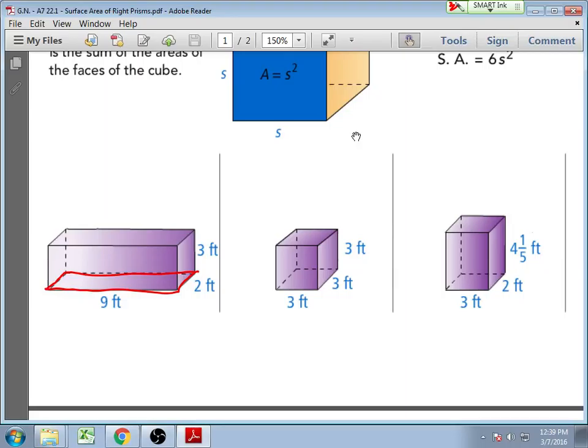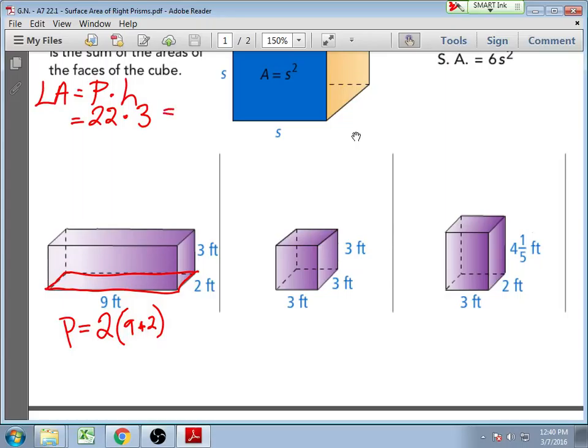So the first thing we think about is lateral area is going to be perimeter times height. Well, my perimeter around here is going to be 9 plus 2 plus 9 plus 2. So when I think about the perimeter, I can really say, well, it's 2 times 9 plus 2 because I double my length and I double my width. So that's going to give me 22. My height is 3, so that gives me a total lateral area of 66. I'm going to go ahead and put that in a box because I'm going to use that. It has to plug into my formula.